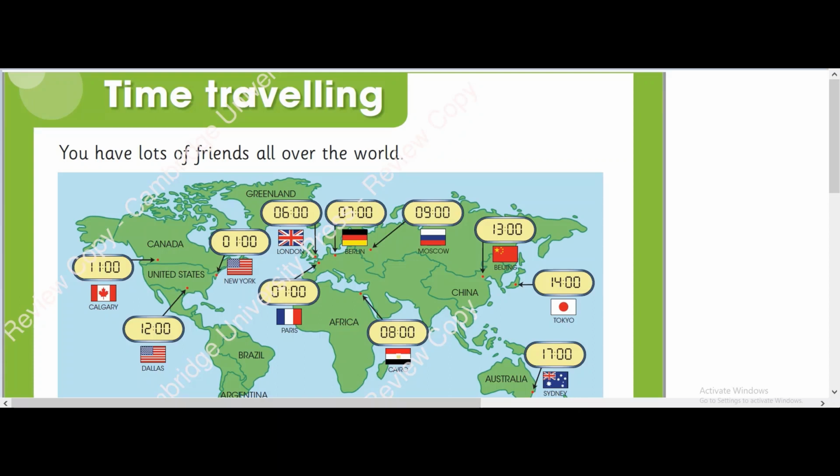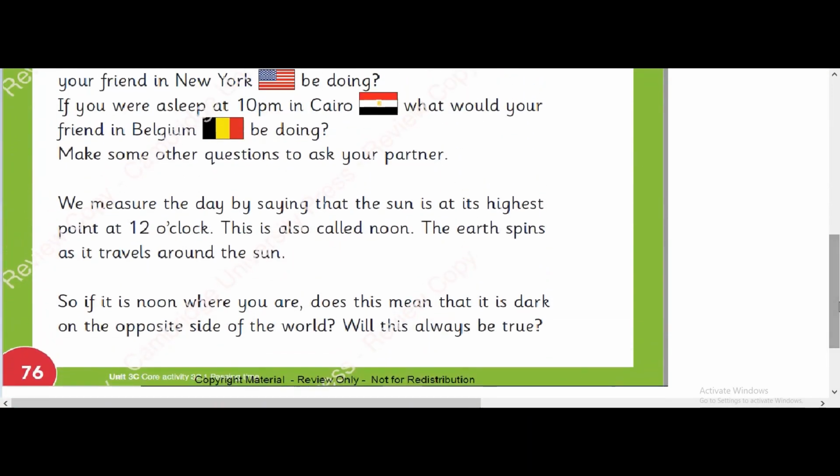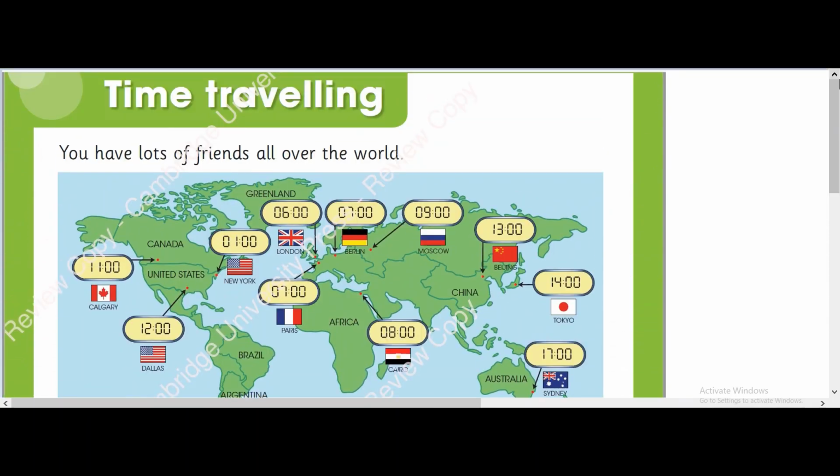Hello everyone. Today I will be discussing page 76 of Cambridge Primary Mathematics Learner's Book for grade level 2. So let's see what the topic is right here. The topic is time traveling. It is about time. You have lots of friends all over the world. Yes, you can have different friends living in different countries.